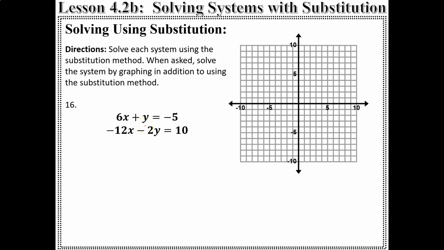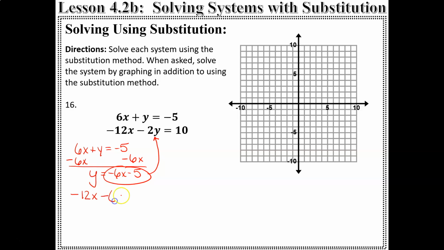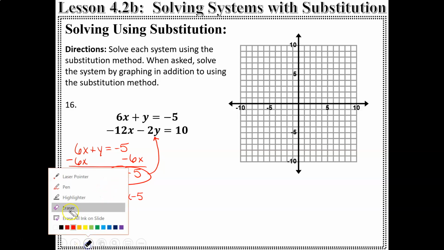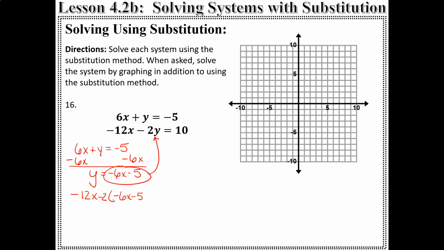Since we have y by itself, let's take that equation and isolate y by subtracting 6x. So now I know what y equals. y is negative 6x minus 5. Numbers are getting bigger. I'm going to plug that in right there for y. So I have negative 12x minus, and then I'm going to put what y is equal to in there. There's a 2. I'm sorry. Let me erase this. Minus 2 times 6x minus 5 equals 10.